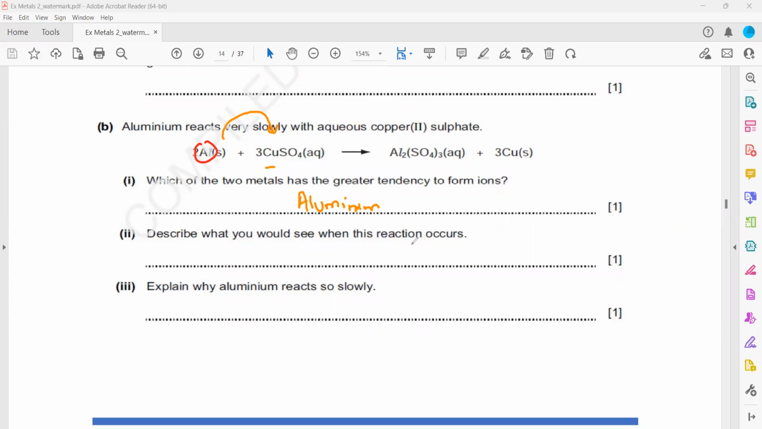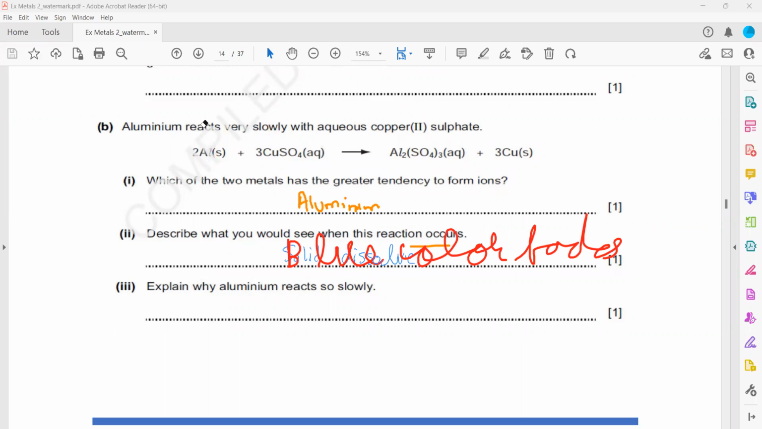Describe what you see when this reaction occurs. So what will be the observation here? Blue. So if I write the colour, you can write from that. It's good you are using screen annotation; those who are using chat, you can also use the chat. Look, aqueous copper(II) sulfate is blue in colour, and group 1, 2, 3 salt solutions are colourless. And what is the appearance of copper? Copper is a brown or pink solid.